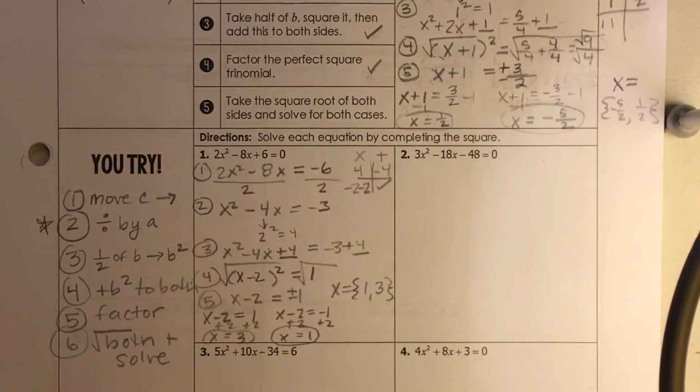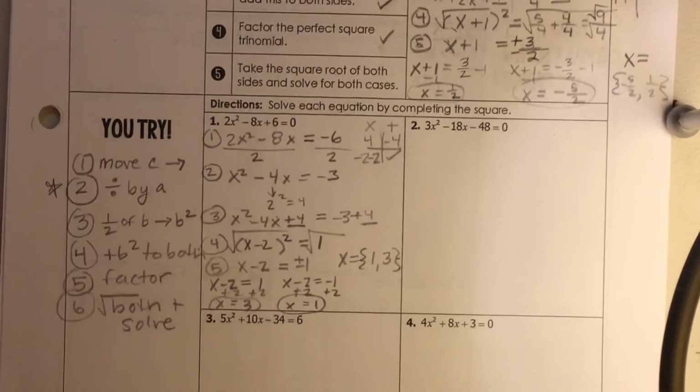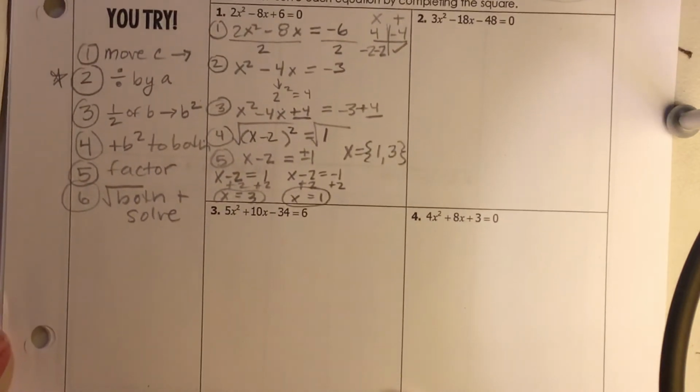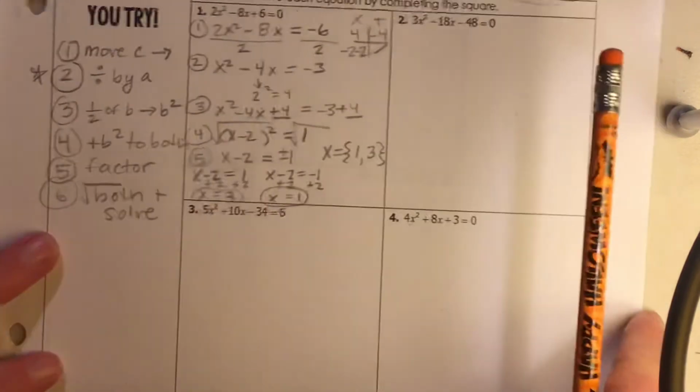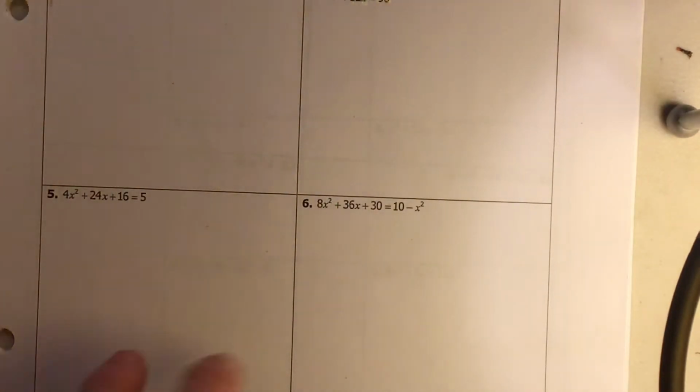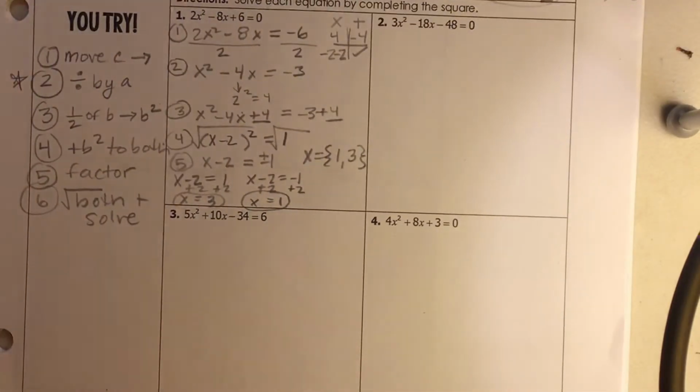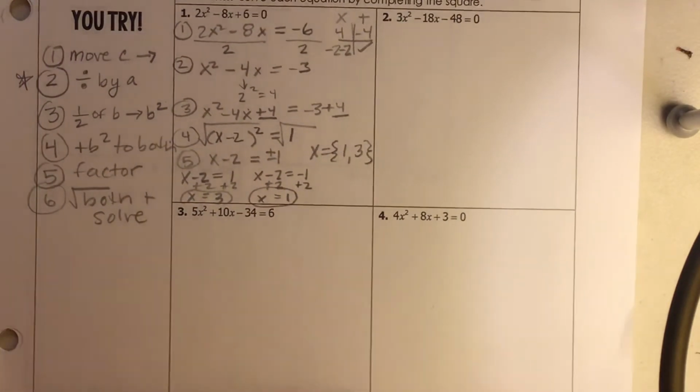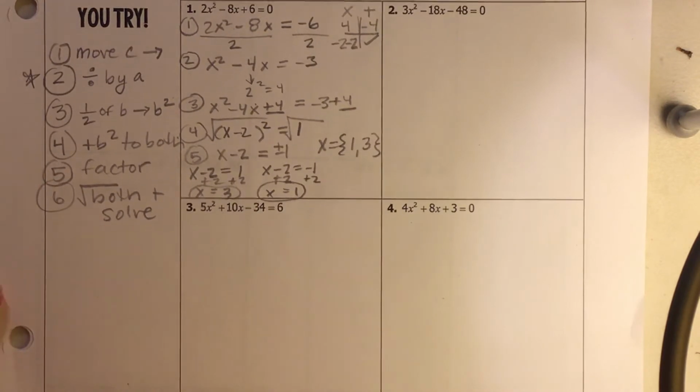Okay, let's move on to number 3. And then I want to see how many more pages are on this. Oh yeah, you could probably just do the class note odds. That would be probably good. Okay, let's do number 3.